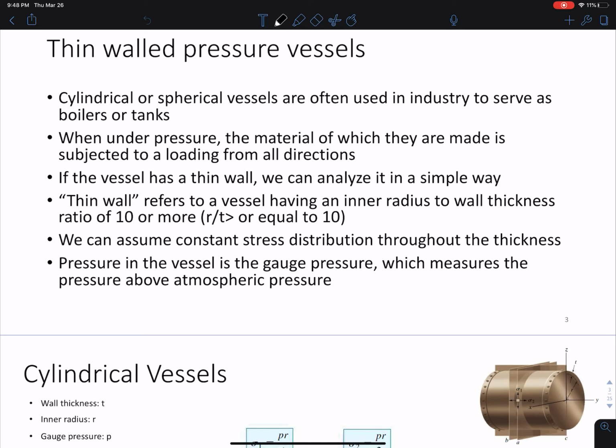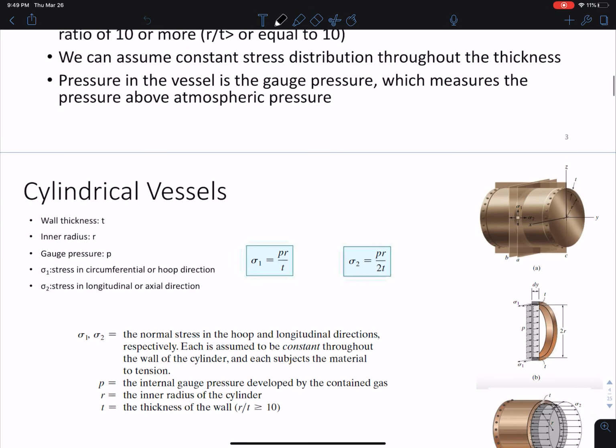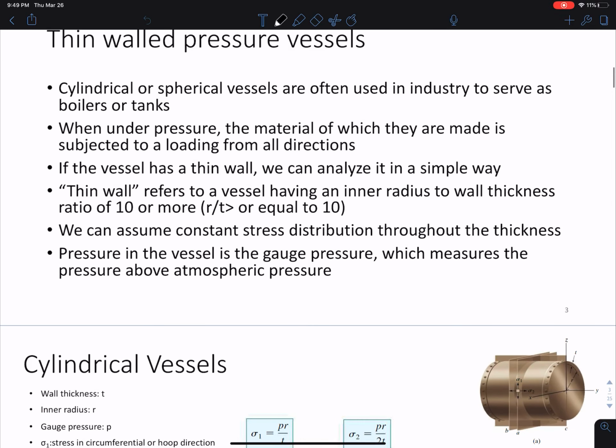And what happens is, if we set this ratio equal to 10, you'll get about a 4% error in your calculation. So you'll see that the smaller this ratio is, the more that error increases. And the larger the ratio is, which means that your radius is super large compared to your thickness, the smaller that error is. So we like to see large values for that ratio. Okay. Oh, and one last thing, when we talk about pressure in the vessel, this is just the gauge pressure, which is basically a measure of the pressure by which we are exceeding atmospheric pressure.